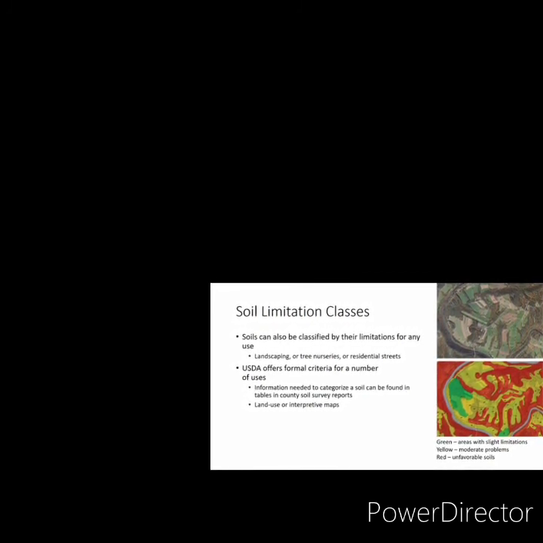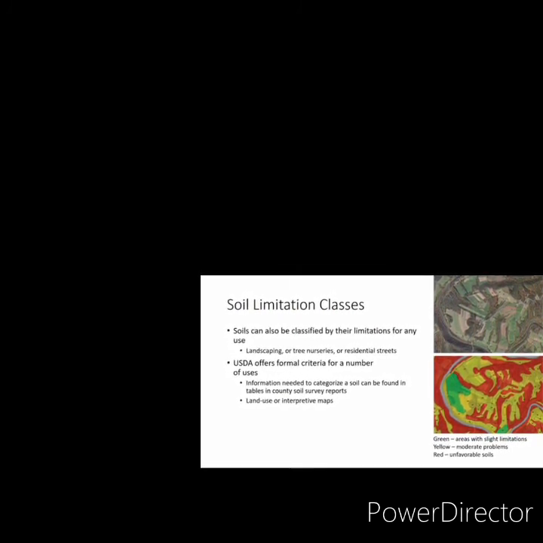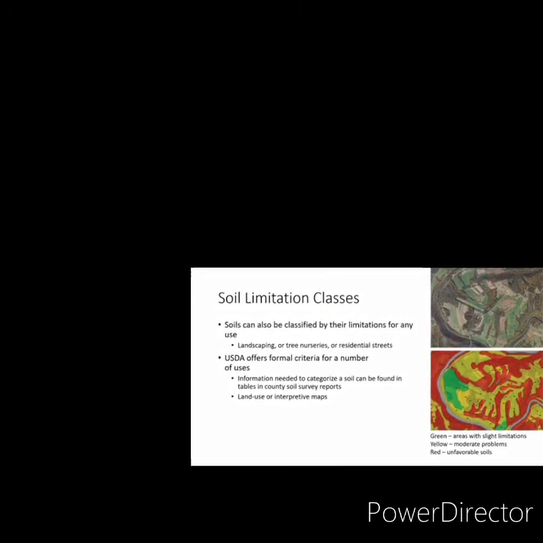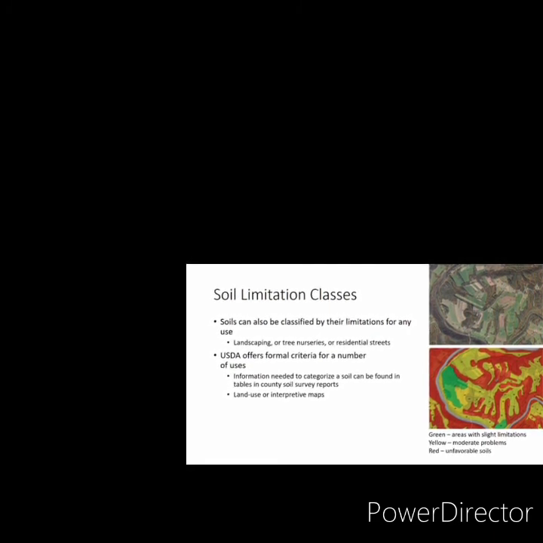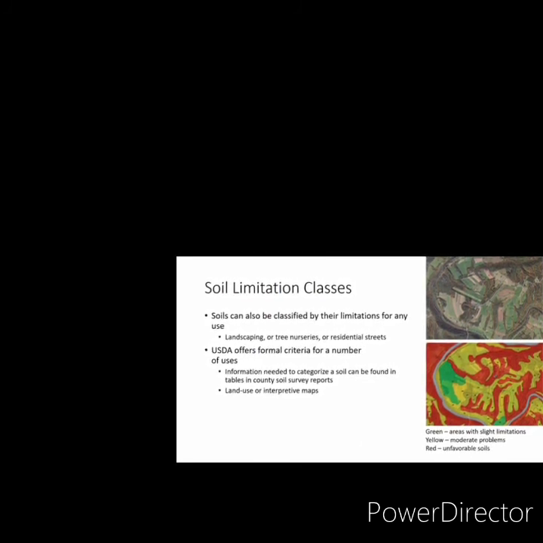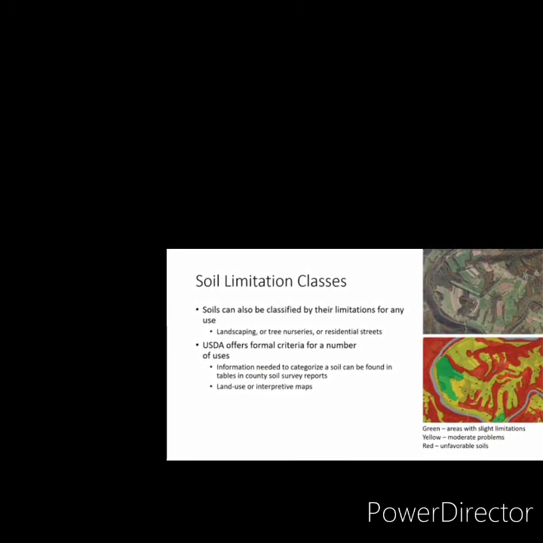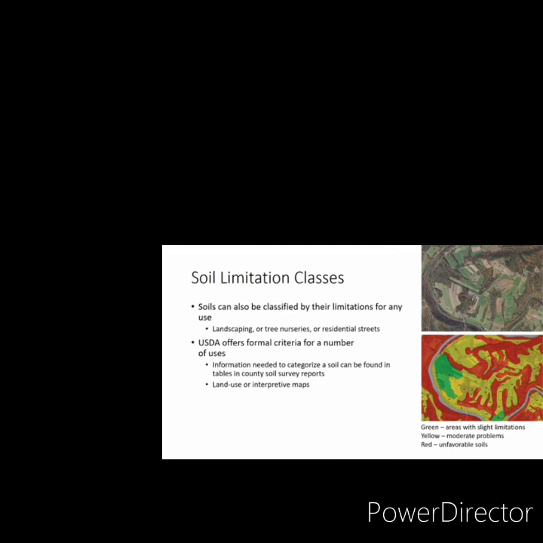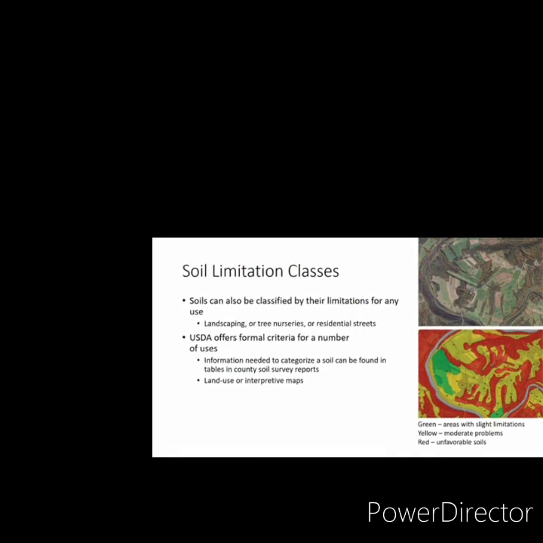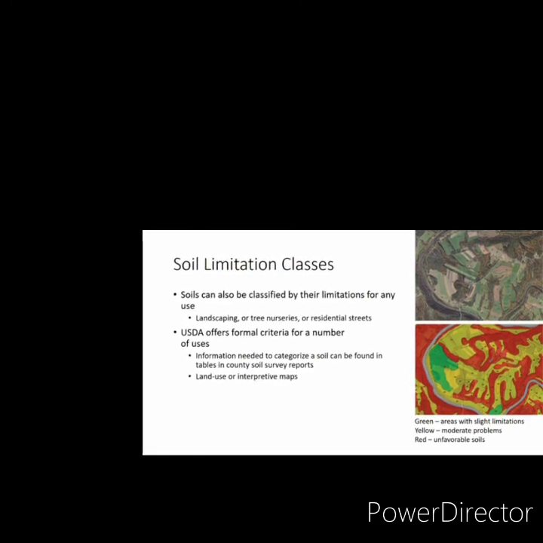For instance, high shrink swell potential, low soil strength, and severe frost action all present severe limitations for road construction. The USDA offers formal criteria for a number of uses, and the information needed to categorize the soil can be found in tables and county soil survey reports. Land users can readily transfer the results of soil ratings for an area onto a soil map to graphically reveal land suitable or unsuitable for various purposes. We might call these land use or interpretive maps. On the soil map, mapping units are colored in, often with green, go, for areas with slight limitations, yellow, caution, for those with moderate problems, and red, stop, for unfavorable soils.